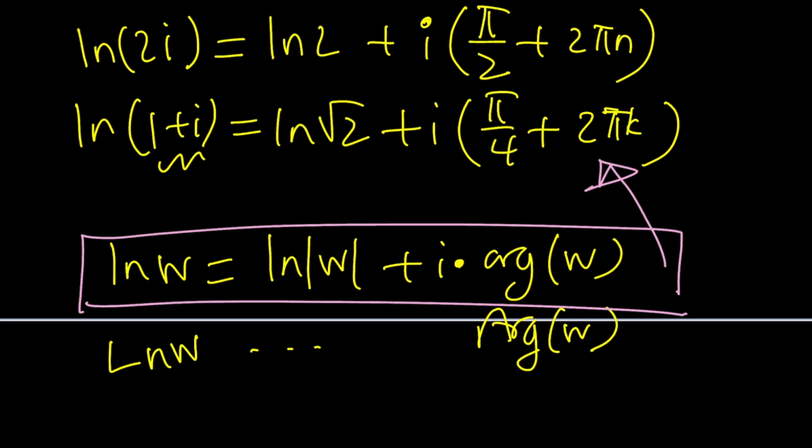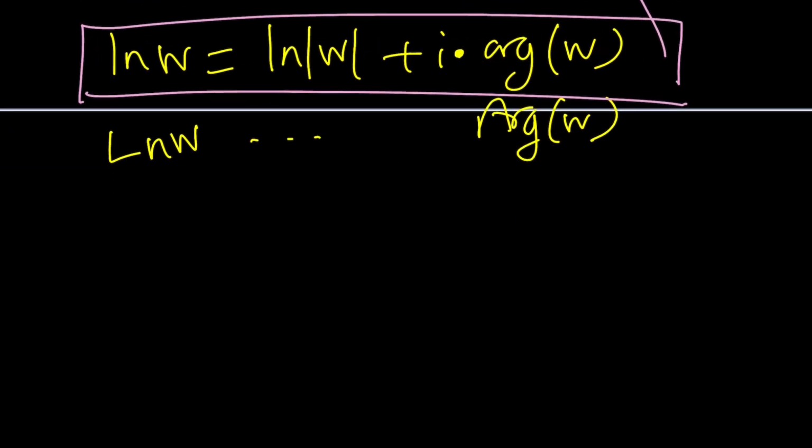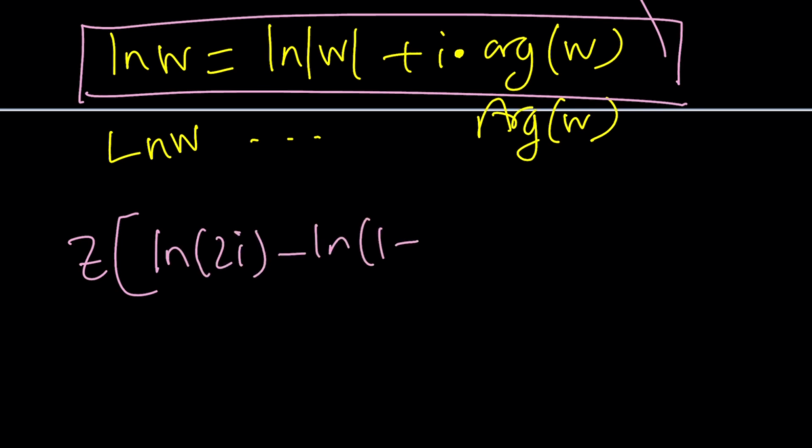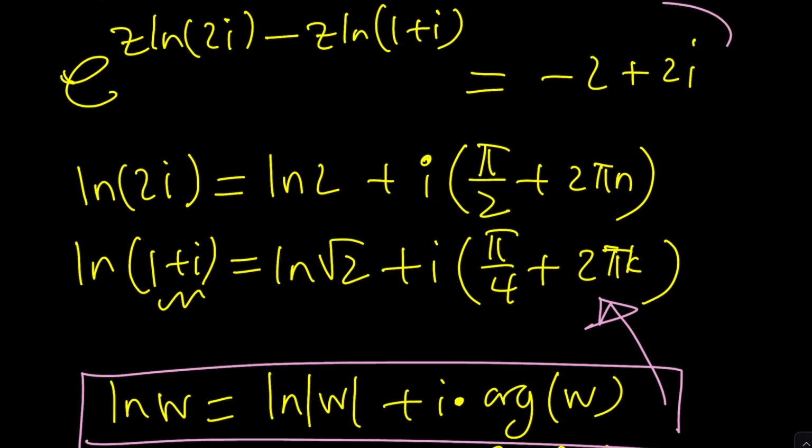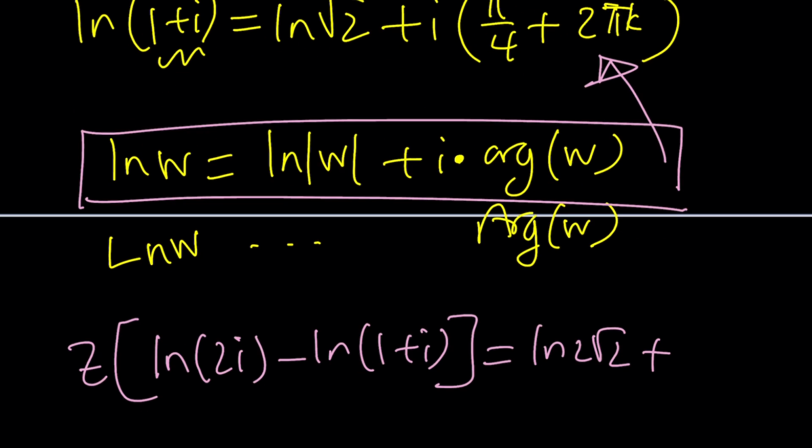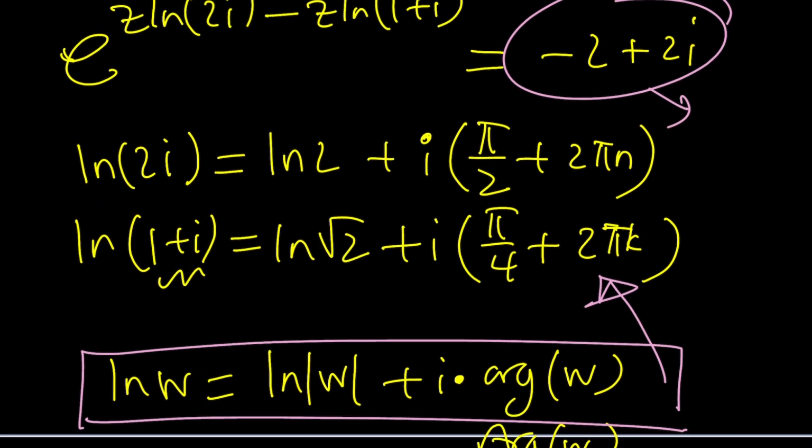Okay? So here's what we're going to have after natural logging both sides. We're going to get z times ln 2i minus ln 1 plus i equals ln of 2 root 2 plus. Now, how am I going to write this in polar form? Its modulus is 2 root 2. If you graph it or plot it, I can show you. This is what it looks like, negative 2 plus 2i. So it looks like this.